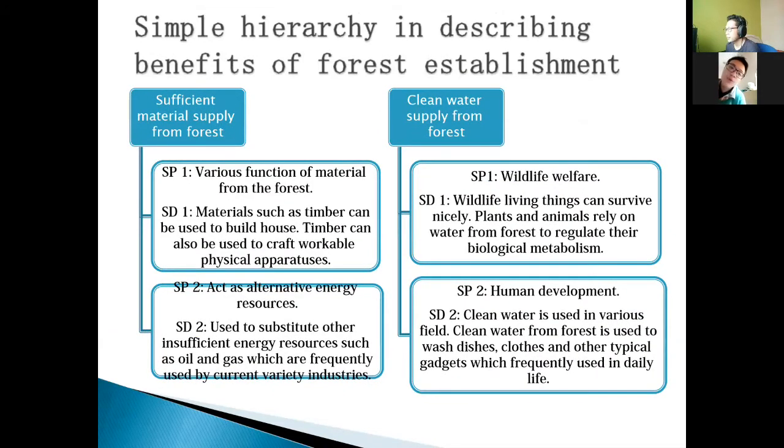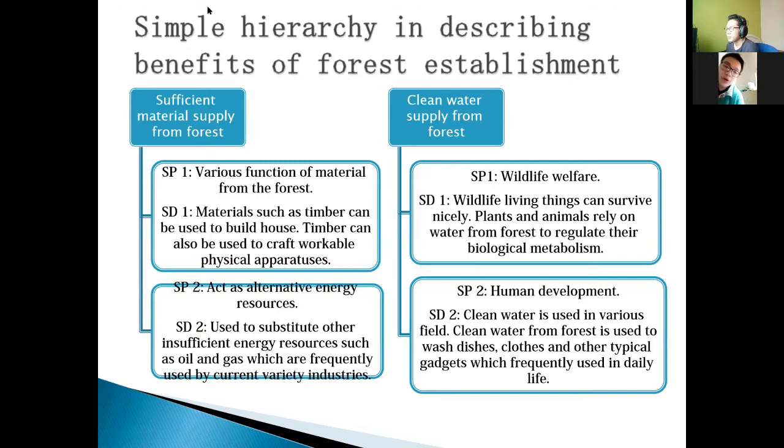Now I will talk about a simple hierarchy describing the benefits of forest establishment. The first point is the sufficient material supply from the forest. Supporting point 1 is the various functional materials from the forest. Materials such as timber can be used to build houses. Timber can also be used to craft workable physical apparatus.